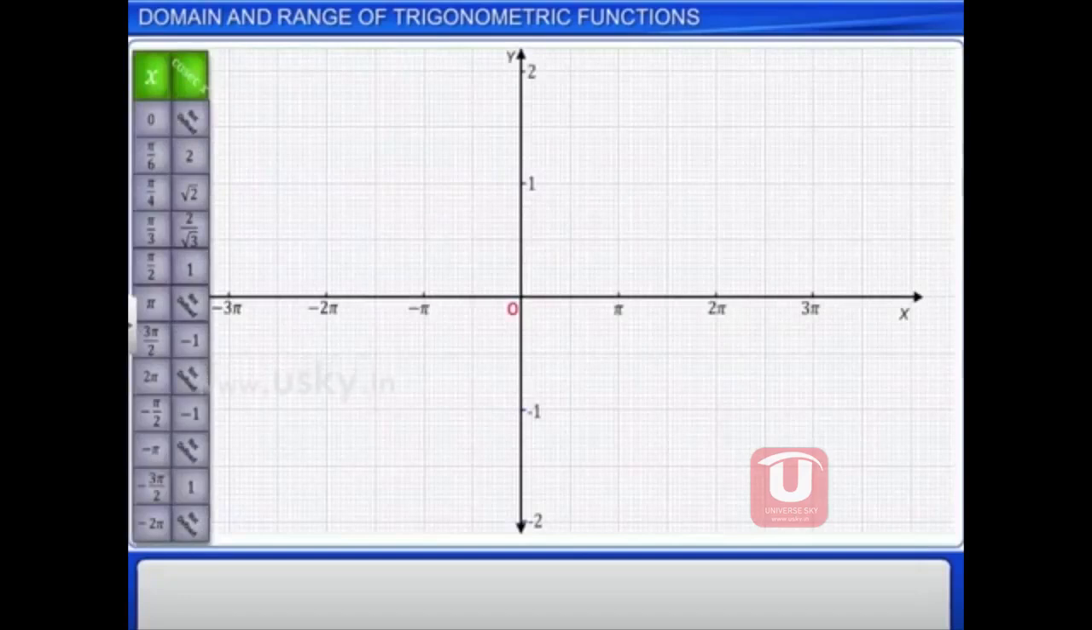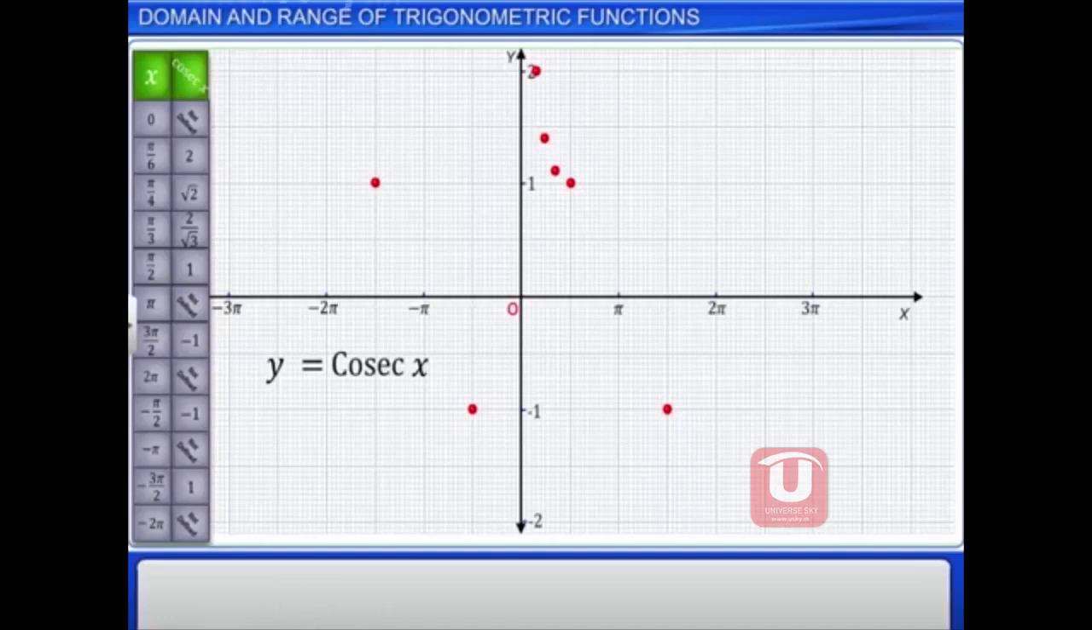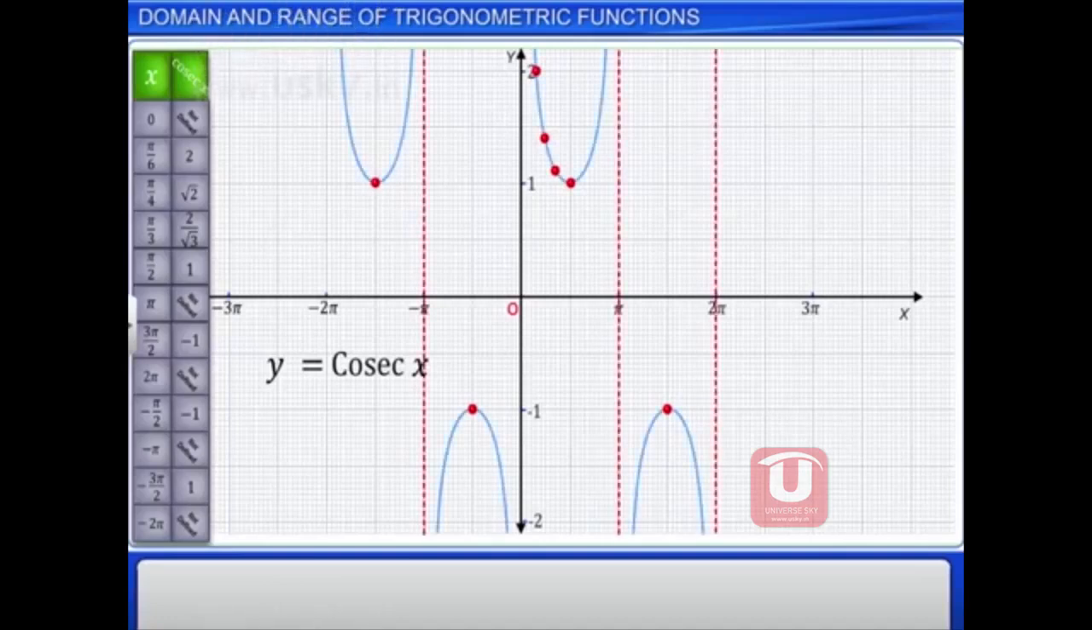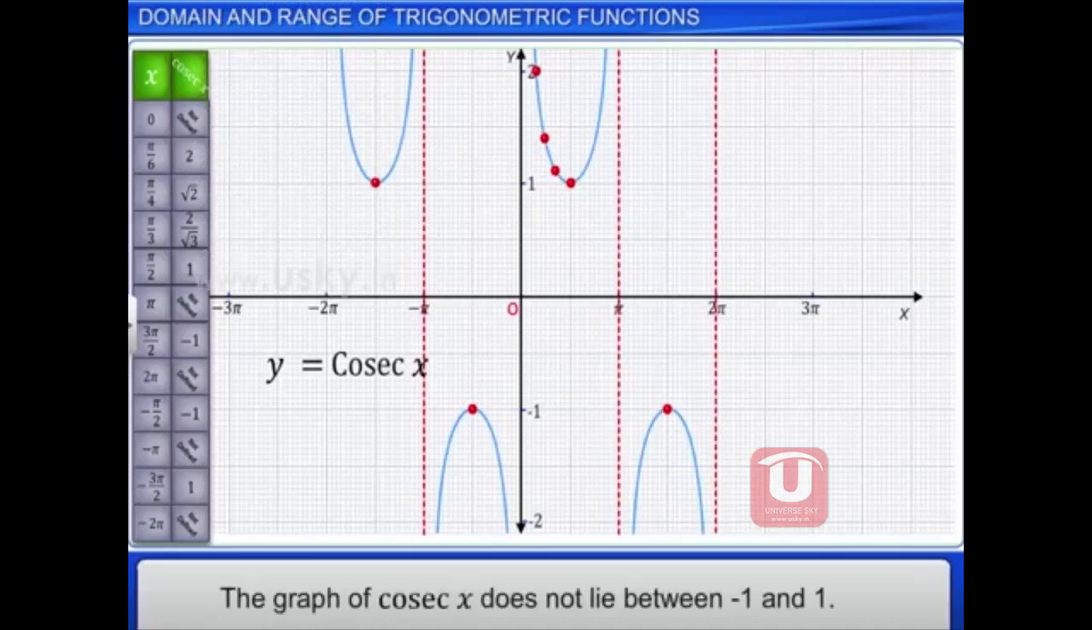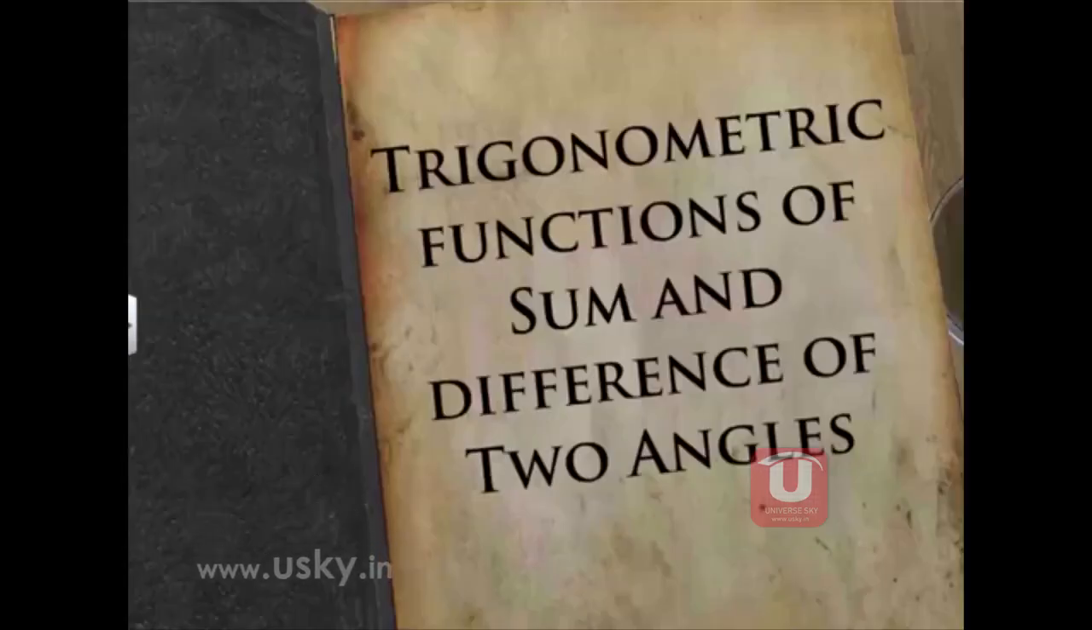On plotting the values of x on the x-axis and the corresponding values of cosecant x on the y-axis, we get the graph of cosecant x. Observe that the graph of cosecant x also does not lie between -1 and 1. In this module, you will learn about the trigonometric functions of sum and difference of two angles.